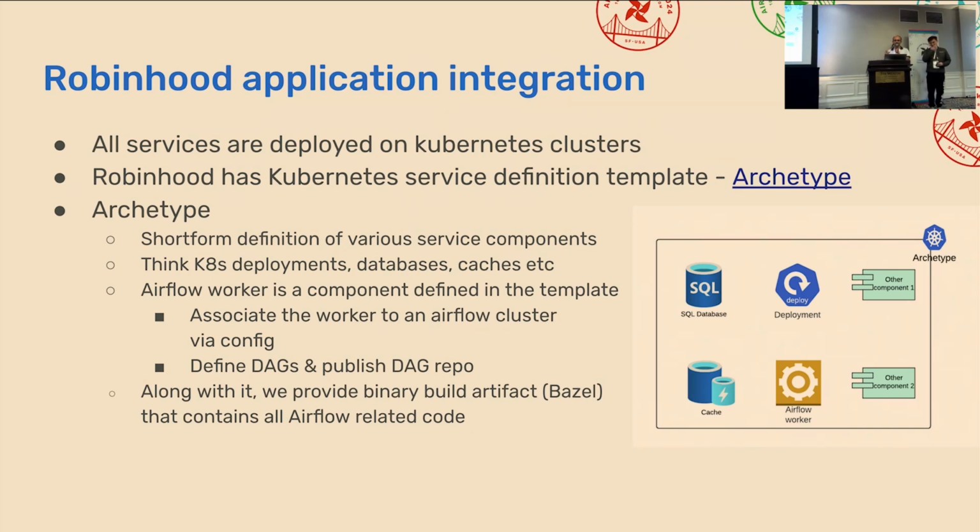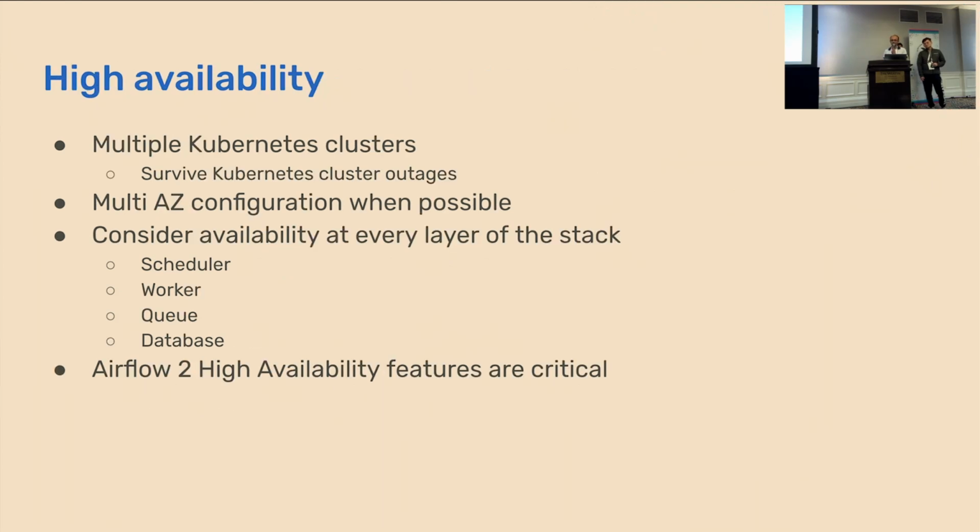We have added Airflow as another element in that template. So all a service owner has to do is instantiate the template, Airflow worker, and associate that Airflow worker with a cluster that they want to tie the service to. Along with that, they define DAGs, where the queue is set to their own worker queue, and they have to publish the DAG repo. Then, once the DAGs are published, the DAGs are parsed by the scheduler, sent to the queue, and processed by their worker. In addition, for all the DAG code, the Airflow code that a worker needs, we provide a Bazel artifact. That allows the teams to develop and deploy Airflow workers easily.